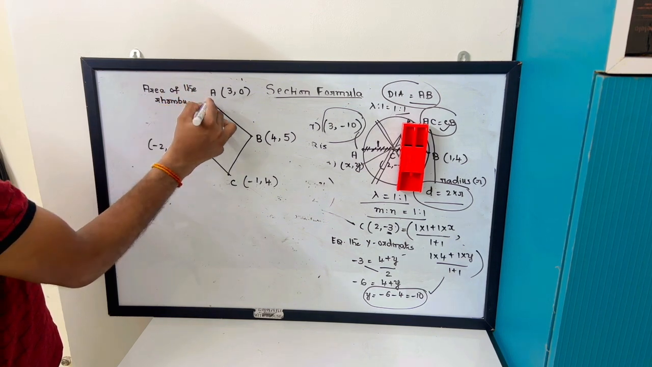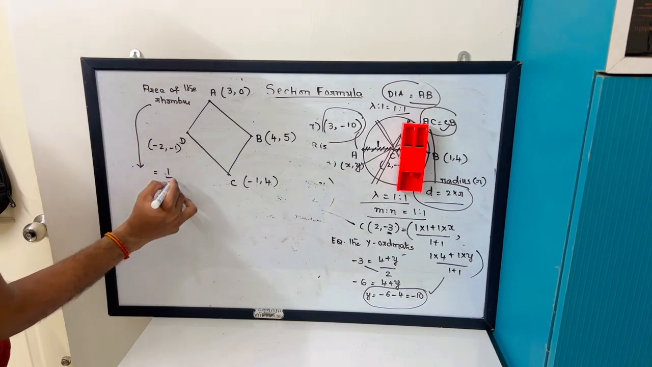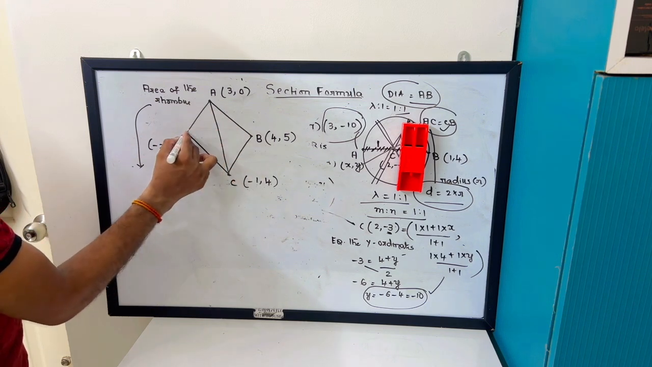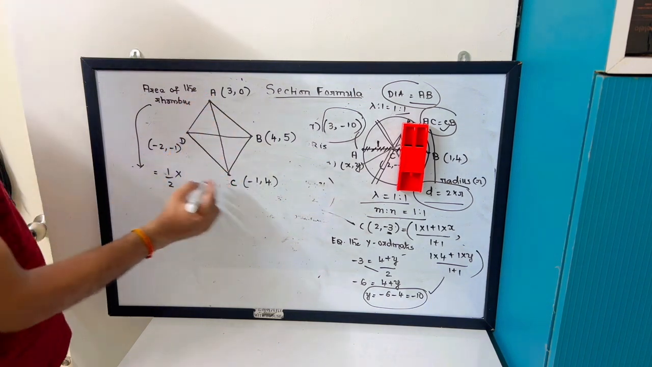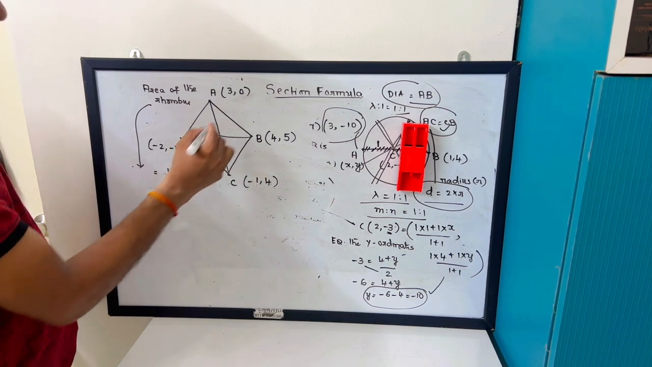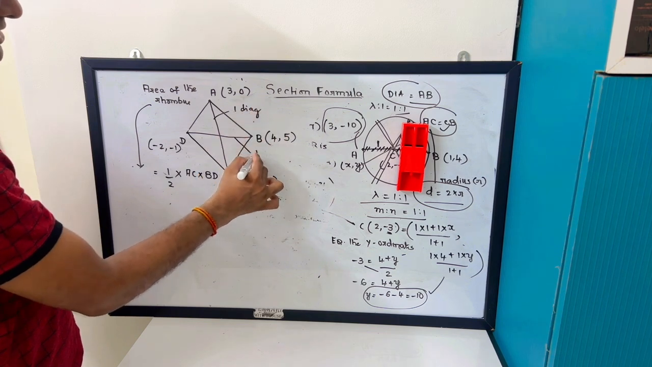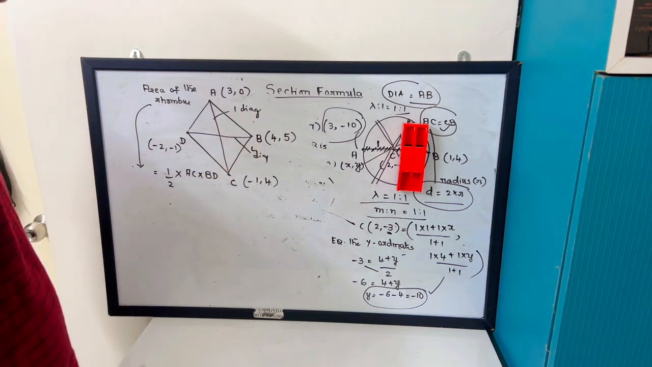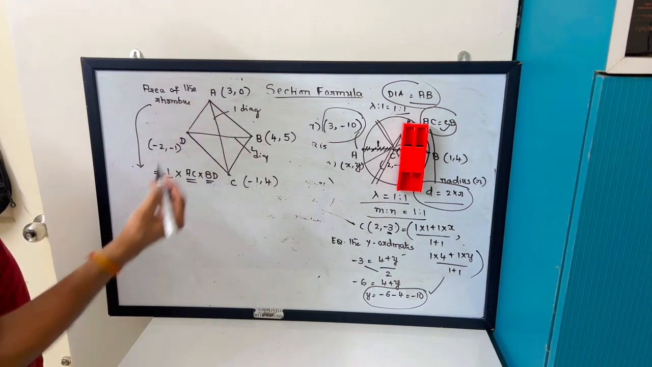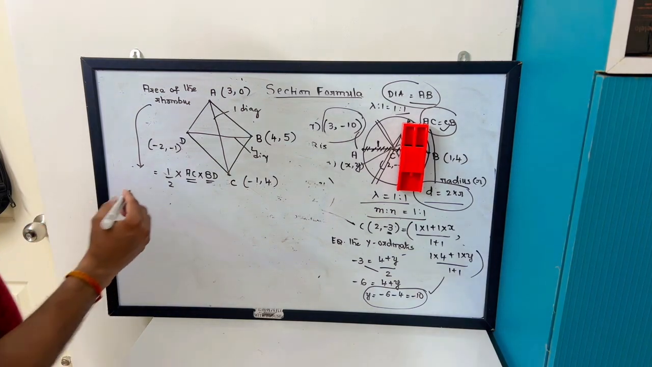The area of a rhombus is given by the formula half into the product of the two diagonals. The diagonals are AC and BD, so half into AC into BD. AC is one diagonal and BD is another diagonal. We have two diagonals, right? So AC and BD, how do you calculate? AC is nothing but the distance between 2 points, which you learned at the start of coordinate geometry. So AC you can calculate.